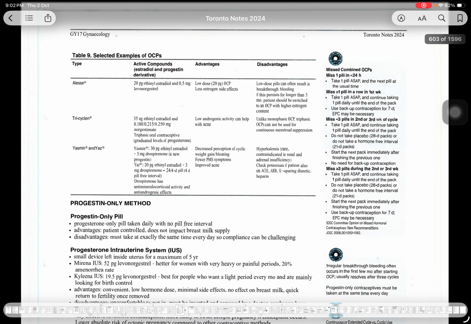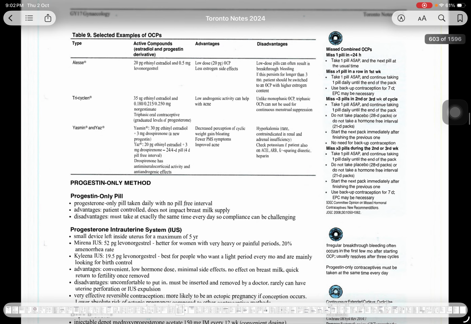More than two pills in a row in the first week: take the first pill ASAP and continue taking one pill daily until the end of the pack. Use backup contraception. 7-day emergency contraception may be necessary. So let's say if you miss more than one pill in a week's time, that means now is the time that you have to have emergency contraception as well, and then backup contraception as well.